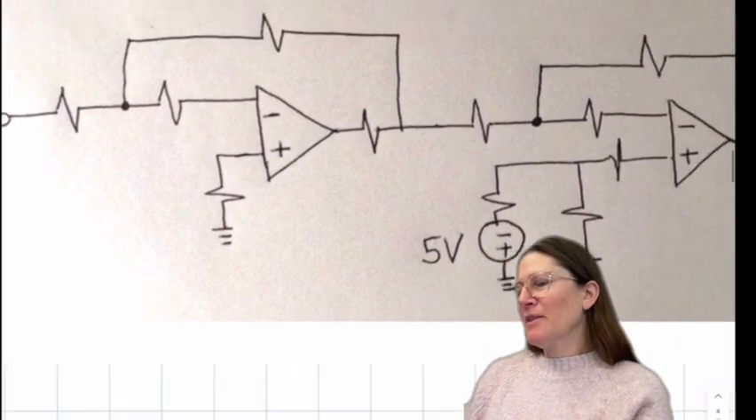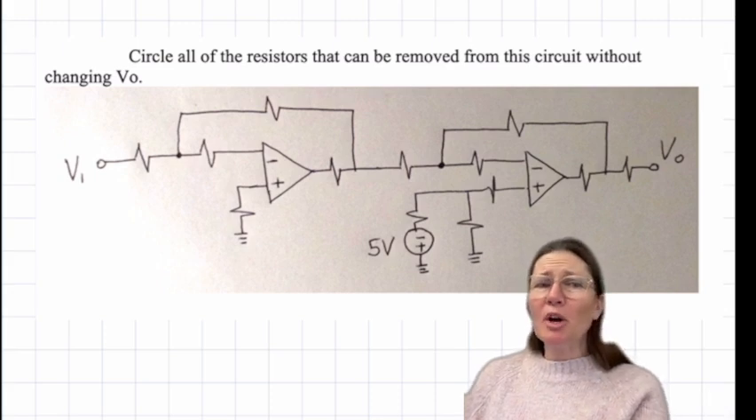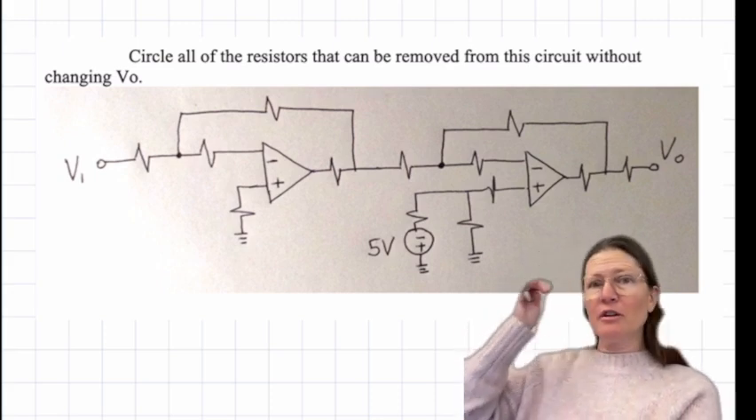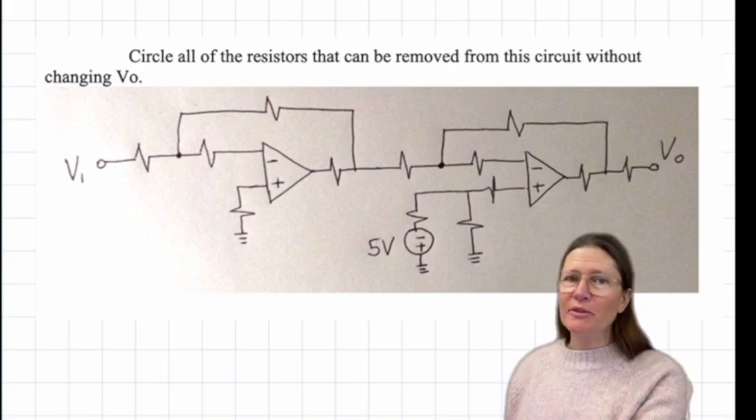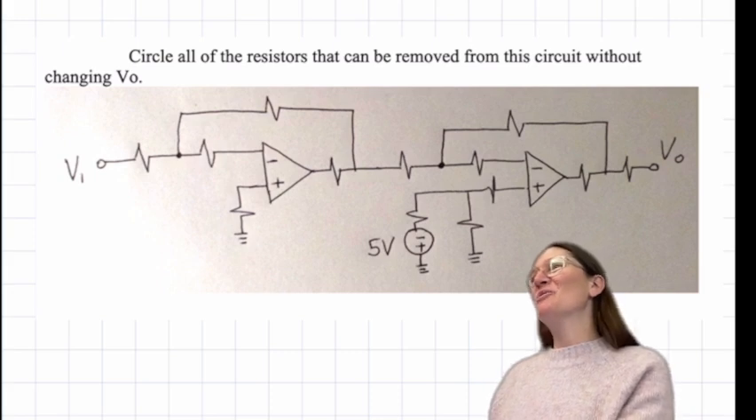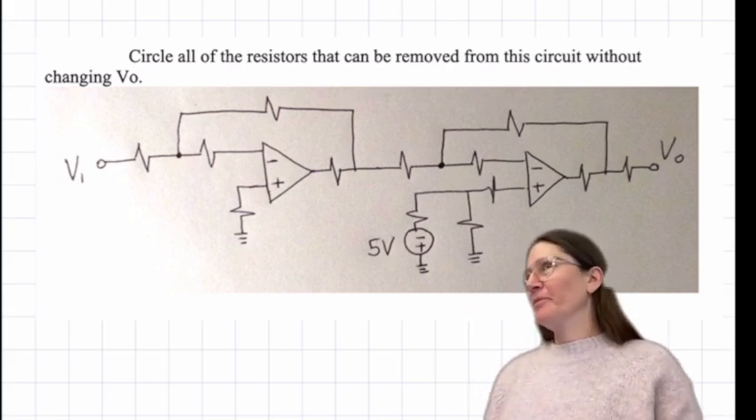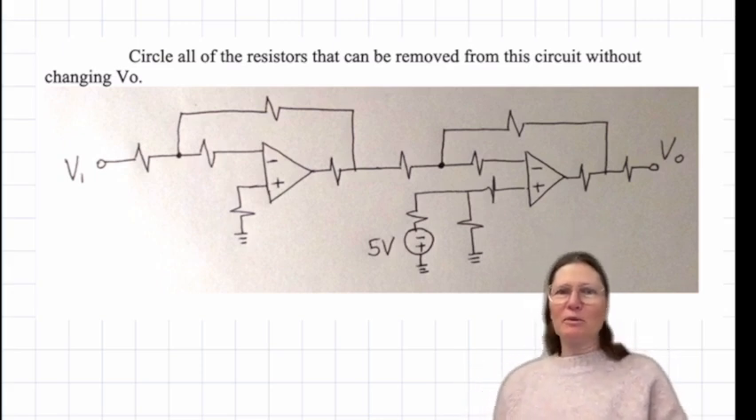Okay, I thought this would be another good exercise. Go through this one and mark the resistors here that could be removed from the circuit without changing V out. So the ones that are going to have an actual effect on the magnitude. So take a second and then we'll go through the solution for that one.